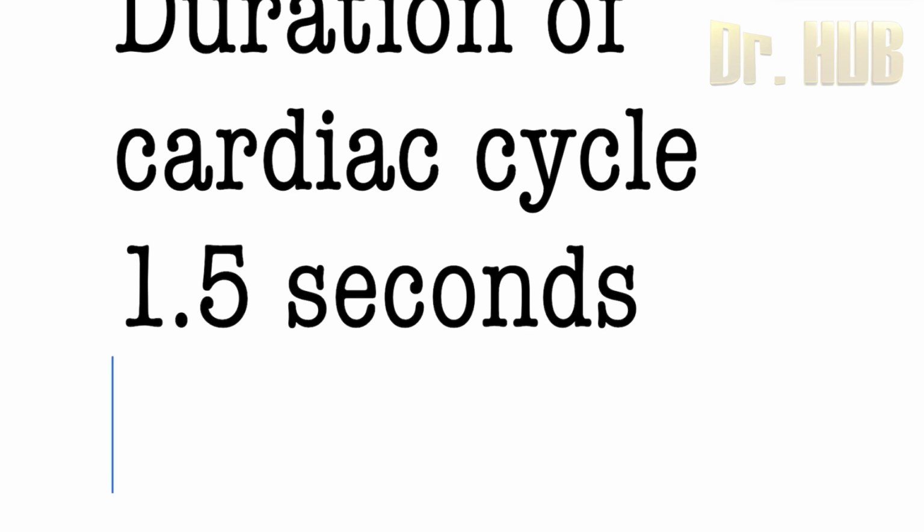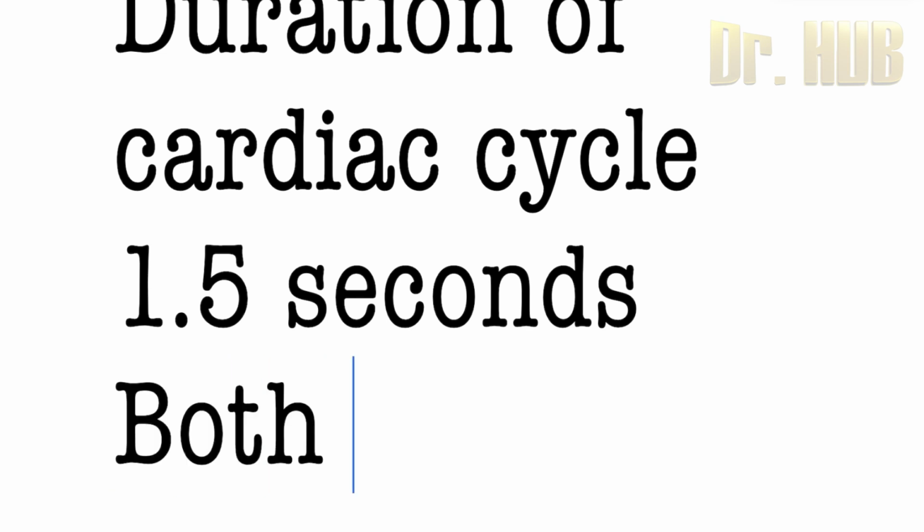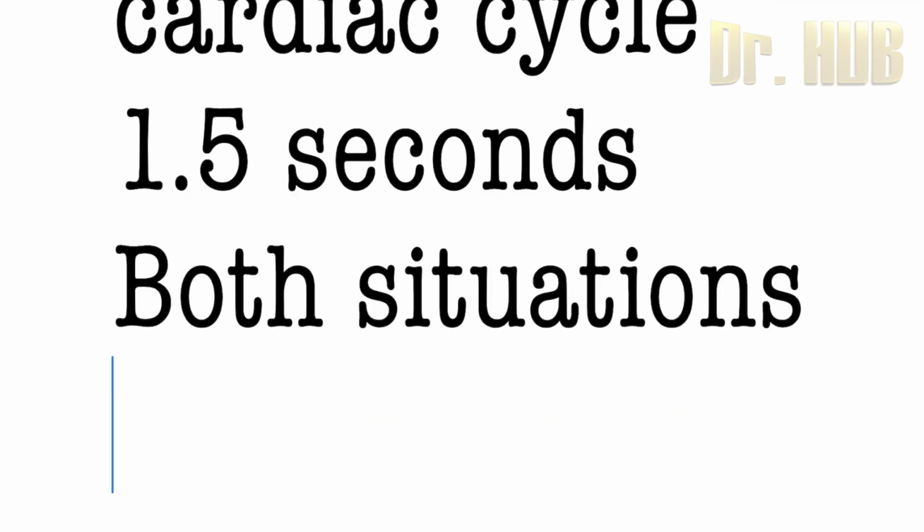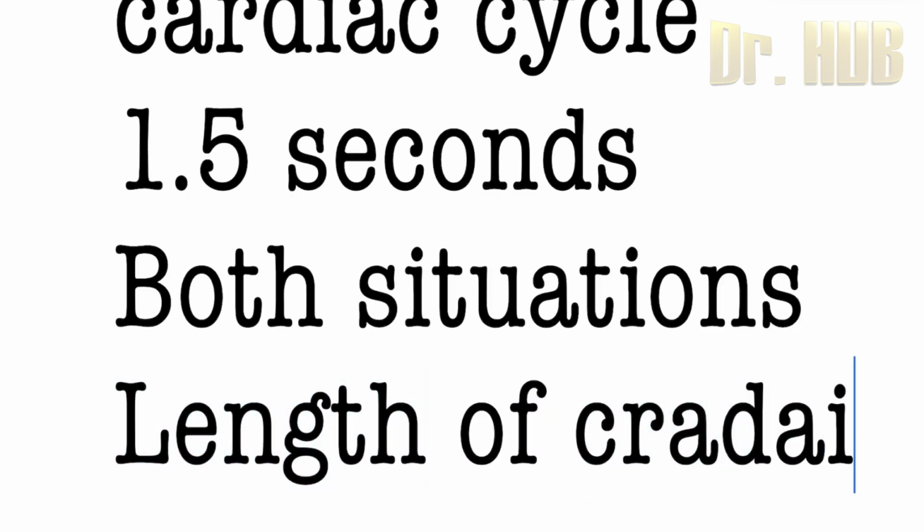So heart rate increases to 200 per minute, the duration of the cardiac cycle is 0.3. When heart rate decreases to 40 per minute, it is going to be 1.5. So in both situations, the change is in the length of the cardiac cycle, and it is mainly due to the change in the duration of the diastole.